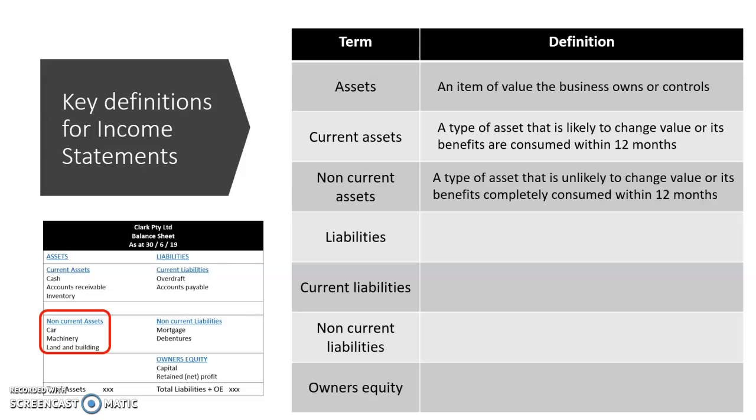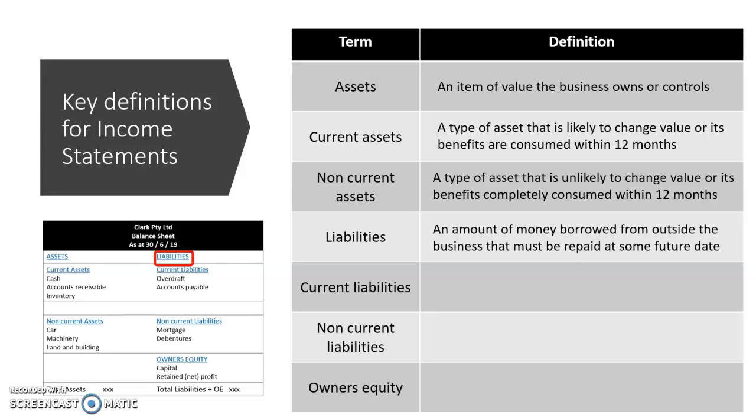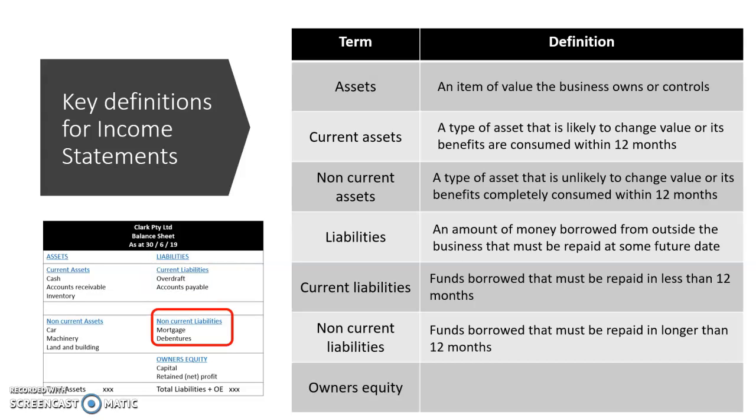Now we move over to the other side of the balance sheet. Our liabilities are amounts of money that are borrowed from outside of the business that must be repaid at some future date. So liabilities is just another word for debt finance. Current liabilities are funds that have been borrowed that must be repaid within 12 months or less. So they're our short-term debt finance. Our non-current liabilities, however, are funds that are borrowed from outside the business that don't have to be repaid within 12 months. So they're our long-term debt.